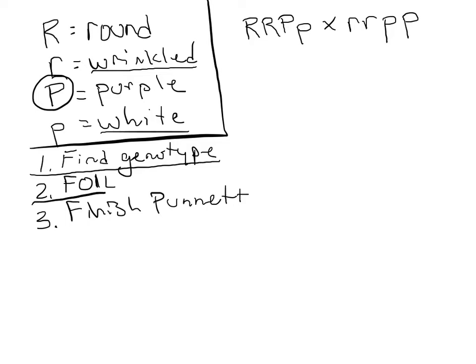The next step is to FOIL. To FOIL, you first start with the outside. So we're going to start with this first letter, capital R, and we're going to pair it with a capital P. The next one, capital R, pairs with a lowercase p. Then we go to the inside. The capital R pairs with a capital P. Capital R pairs with lowercase p.